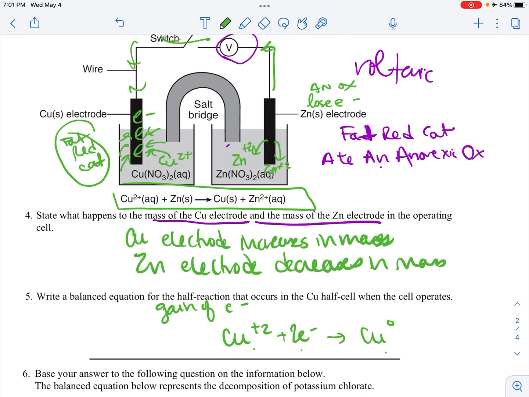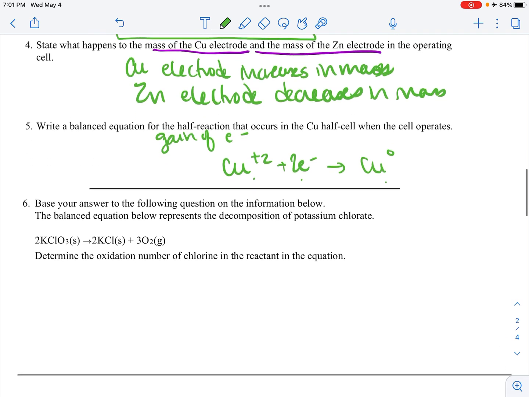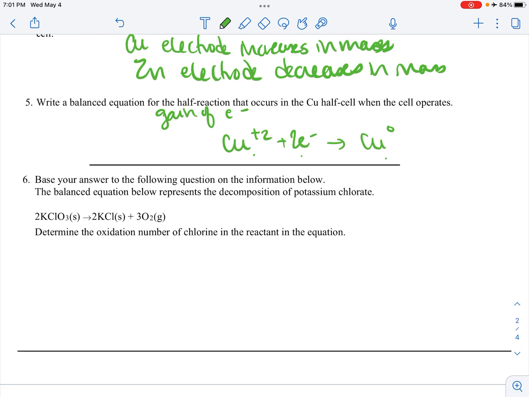All right. Number 6. The balanced equation below is a decomposition. Determine the oxidation number of chlorine in the reactant. So this is how they're going to get you. Because guess what? They're different. If you do the oxidation state of this chlorine, it's going to be different. So you don't want that one.